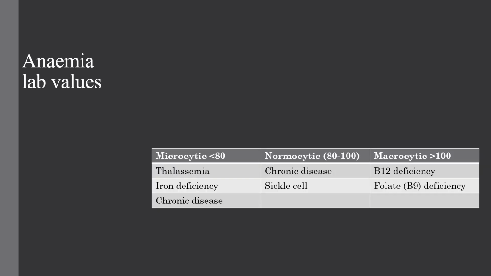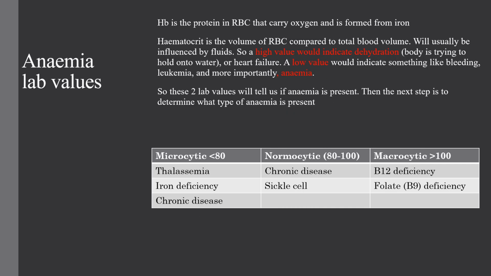Okay, so anemia lab values. Actually, let me just get everything on here. So hemoglobin is the protein in which red blood cells carry oxygen, and it is formed from iron. So whenever we think of anemia, we usually associate it with iron deficiency, but that's not always going to be the case. I'll get more into that, but let's go over hematocrit.